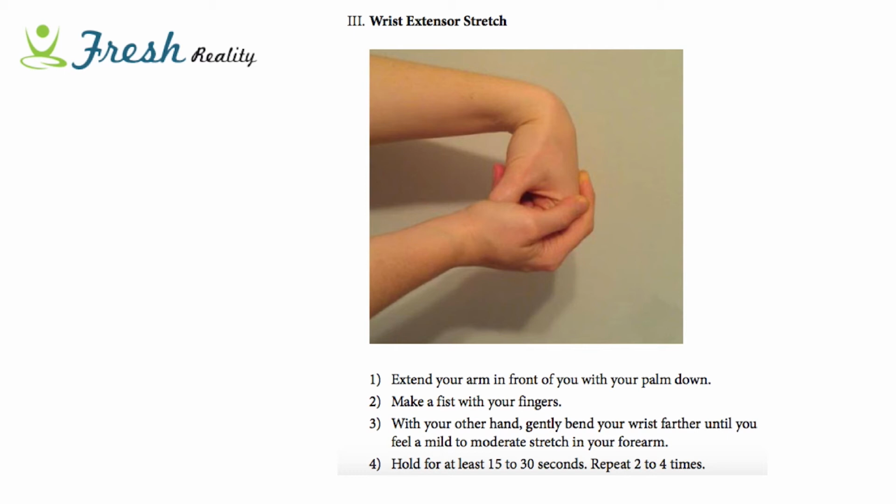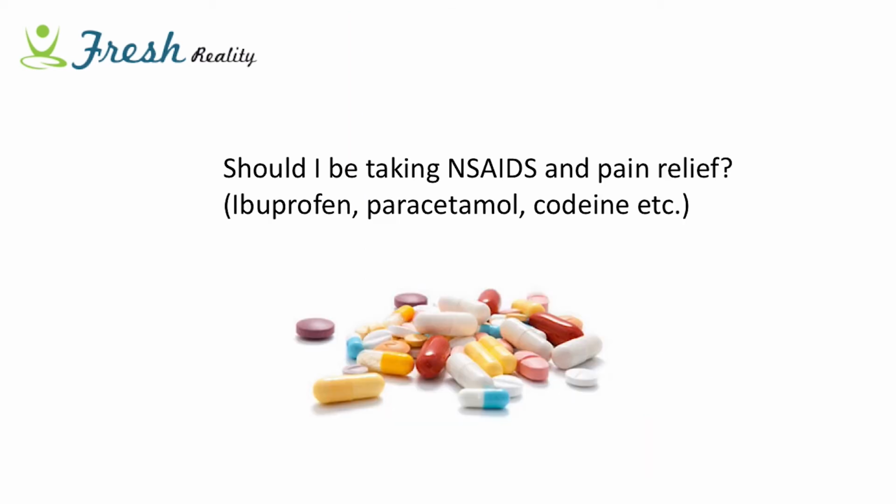So here we're just doing the reverse, where you put your fist out and then with your other hand put it gently in towards you, and make sure that you put your hands more on the base as it's shown in the picture rather than just on the ends of your knuckles. You actually want it around the back side of your hand, and again hold that for 15 to 30 seconds and repeat 2 to 4 times. Simple.